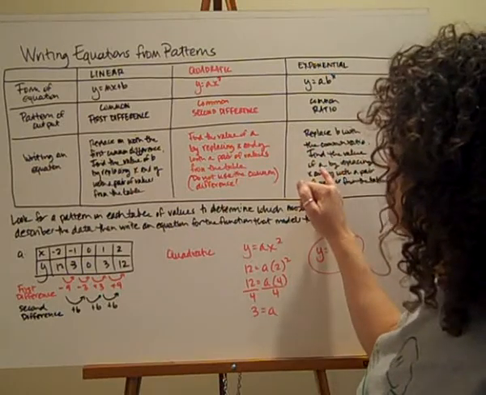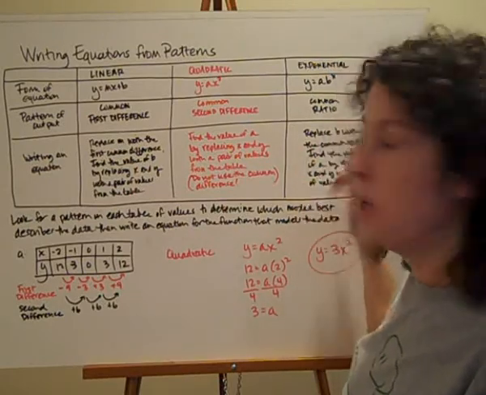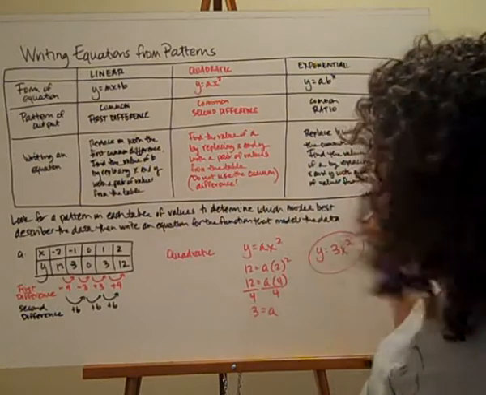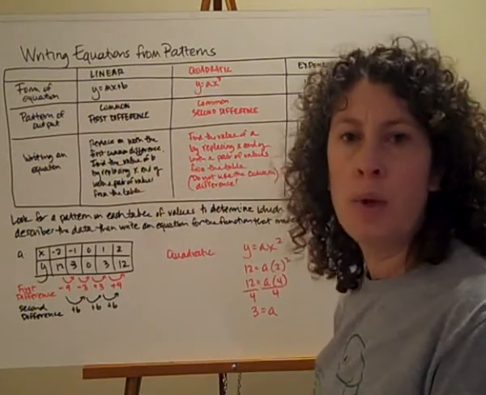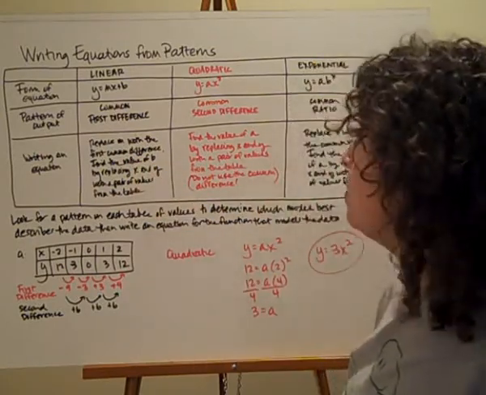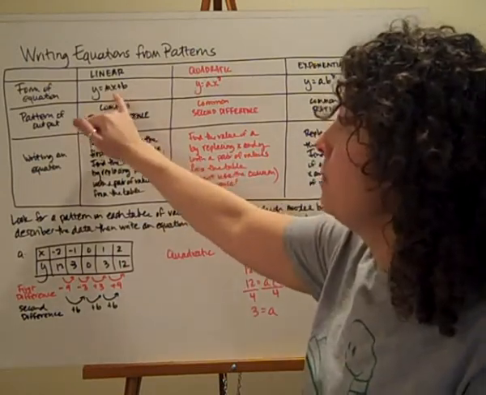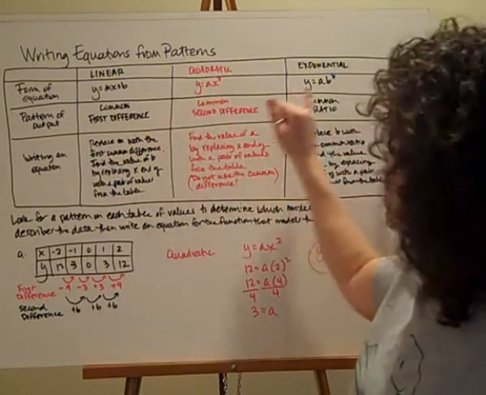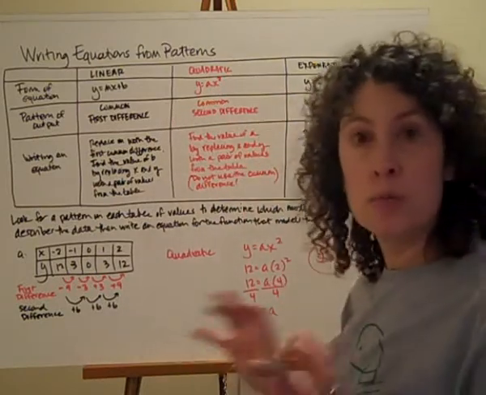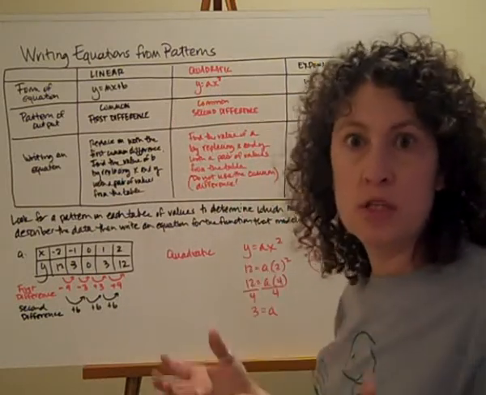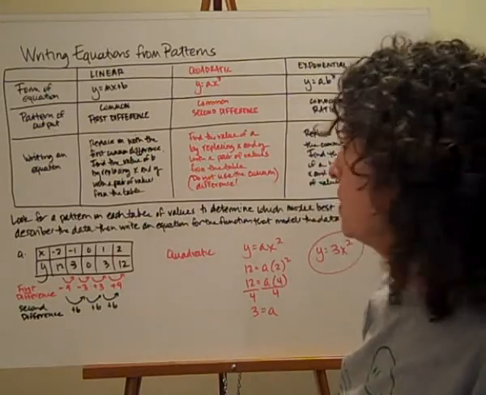And then we're going to find the value of a by replacing x and y with a pair of values from the table. So there's a lot of replacing things with a pair of values from the table, and you may have to find one other piece. Notice here I need to find m and b. Here I just need to find a. And here I need to find a and b. Depending on how many constants you need to find, you may have to do a few more steps.